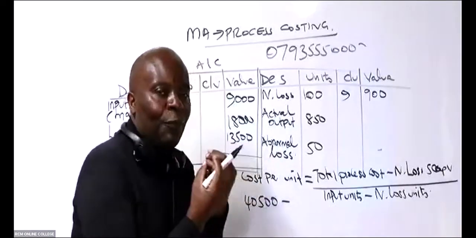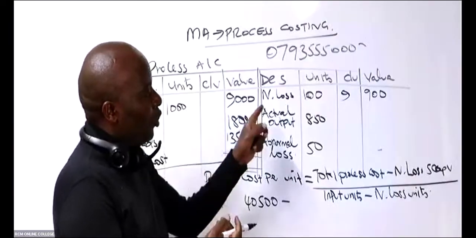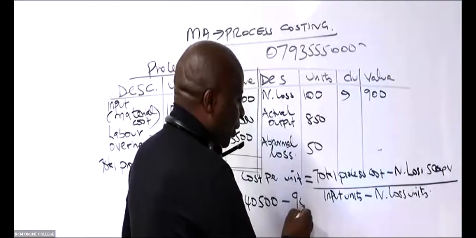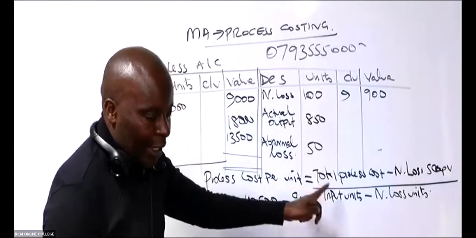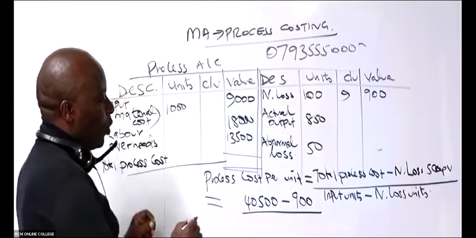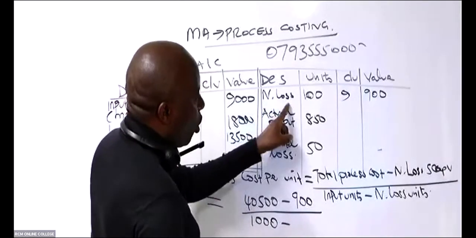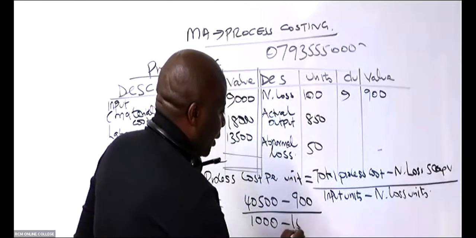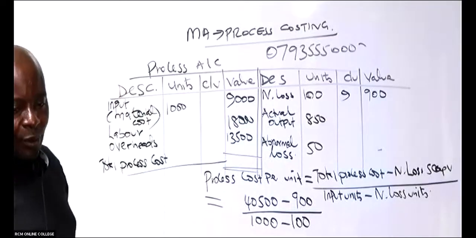4,500 minus the scrap value of the normal loss. Scrap value of the normal loss is here, 900. So minus 900, all over the input units. Input units are these material units. The material units were 1,000, minus the normal loss units, which are 100.